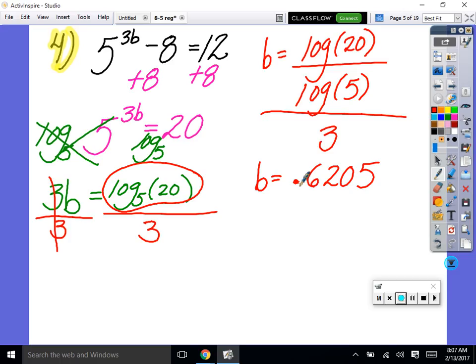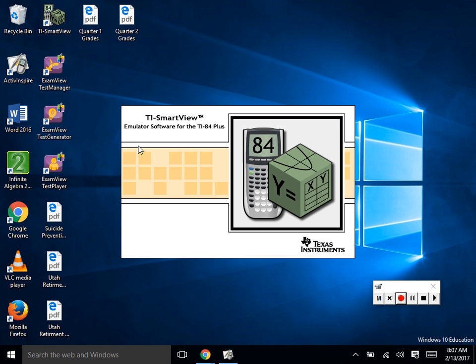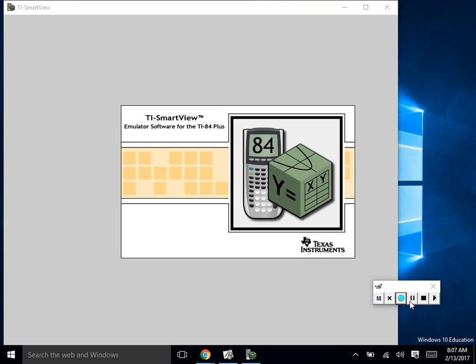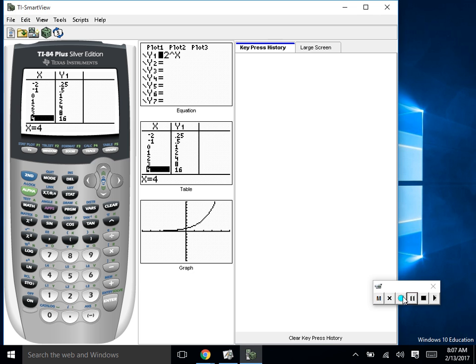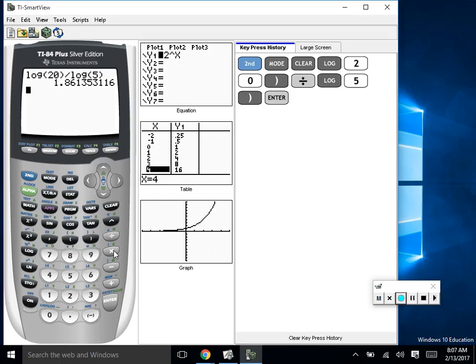Now here's the thing, I just want to make sure that you guys know how to type it in your calculator appropriately. We're going to want to use the entire decimal, not just part of the decimal. So I want to show you. Everybody learn this, because I'm going to have you checking your answers. Okay, so I'm going to show you. Everybody watch. I typed in log of 20 divided by log of 5 divided by 3.